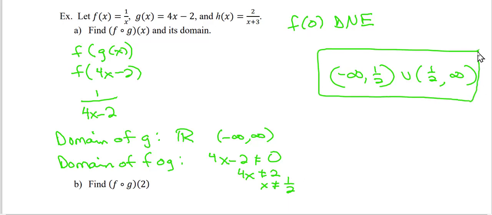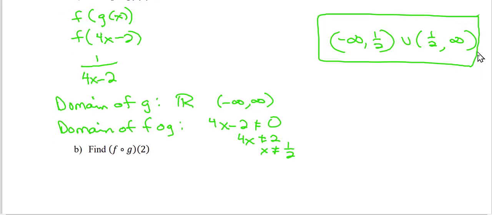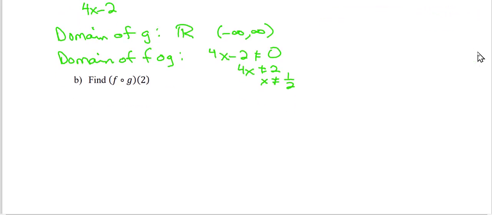Typically what I do is I look at the domain of the inside function, see what that is, and then I look at the domain of the result and see if there are any issues with that and combine those. F composed with G of 2. There are two approaches to this. I'm going to show them both to you. F composed with G of 2 means F of G of 2.